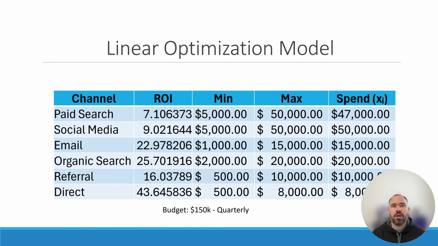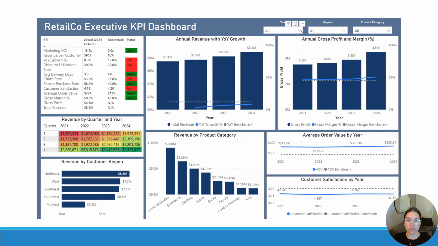After calculating the marketing return on investment, we ran a simple linear optimization model with our $150,000 quarterly budget. We chose the linear optimization model because it's inexpensive, quick, and the problem fits well into a linear optimization model. We were given the marketing min and max spend, which helped determine our spend per channel.